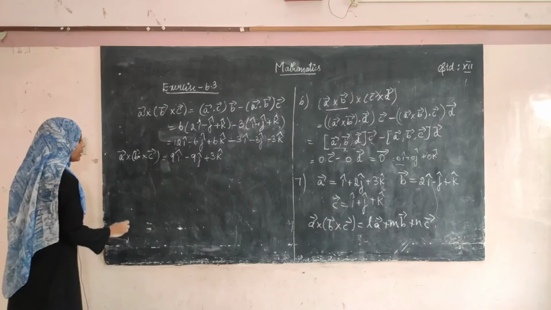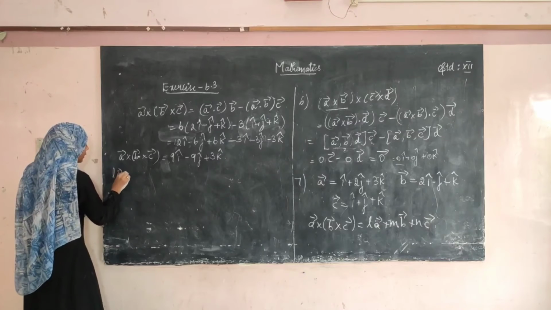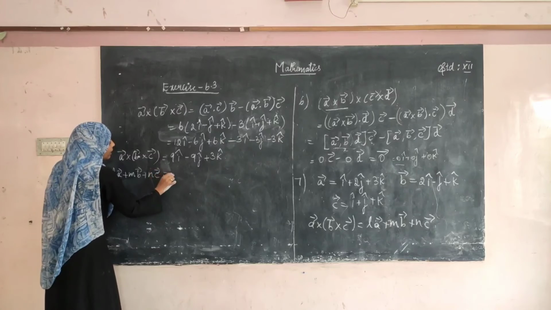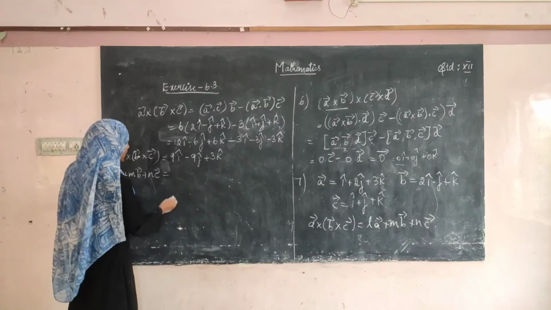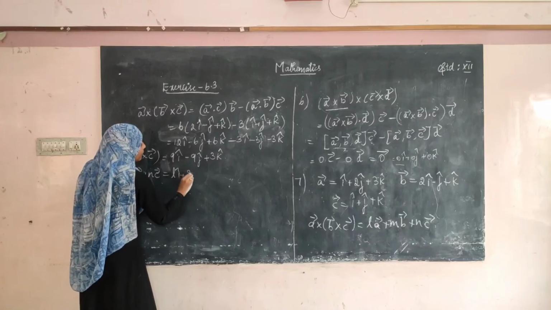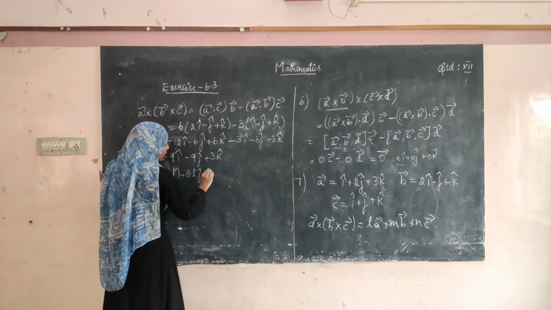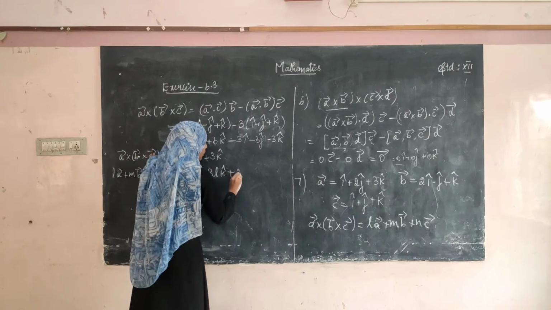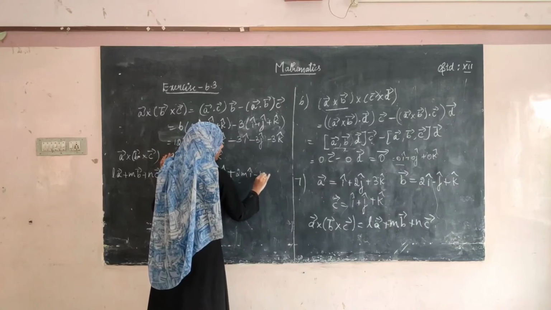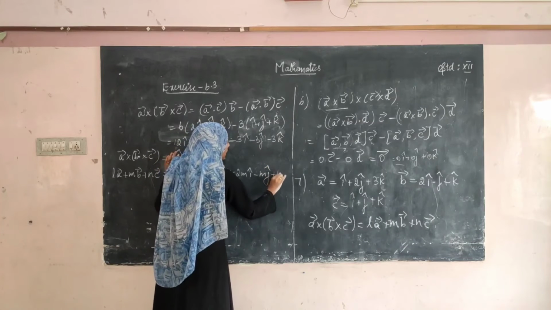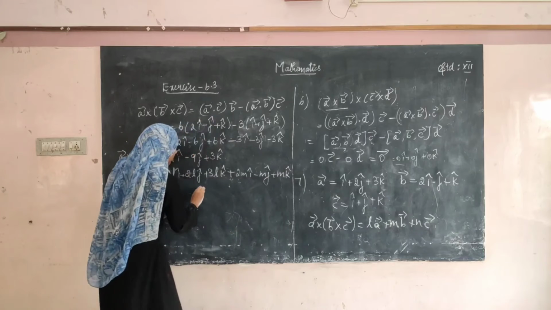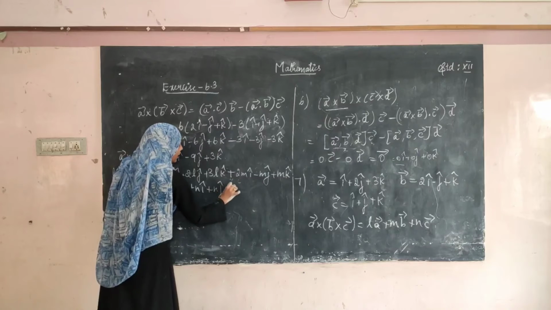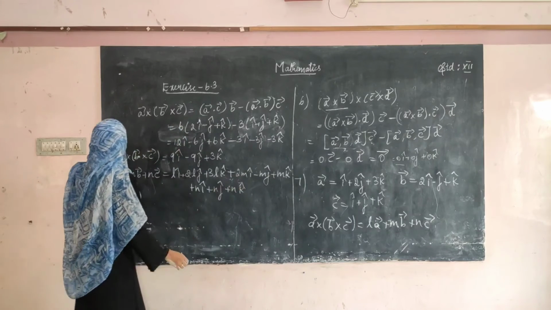Okay, so what is l into a vector? l into a vector plus m into b vector plus n into c vector. Okay, so you have to multiply this. So l into i vector plus 2l into j vector plus 3l into k vector plus 2m into i vector minus m into j vector plus m into k vector plus n into i vector plus n into j vector plus n into k vector.